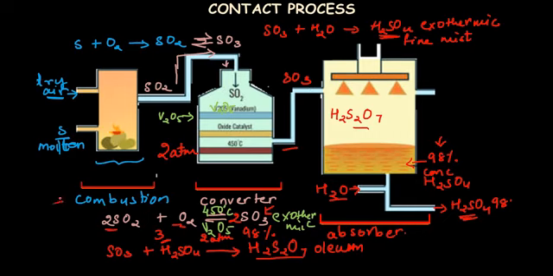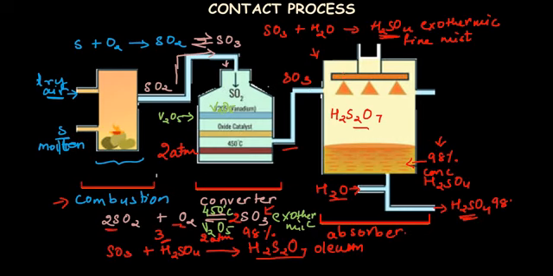So this is how we use the contact process to get the sulfuric acid, where there are three stages. First is combustion. Second, the sulfur dioxide is converted to sulfur trioxide. Then the sulfur trioxide is absorbed into 98% sulfuric acid to get oleum, and then oleum is further diluted with water to get the sulfuric acid.